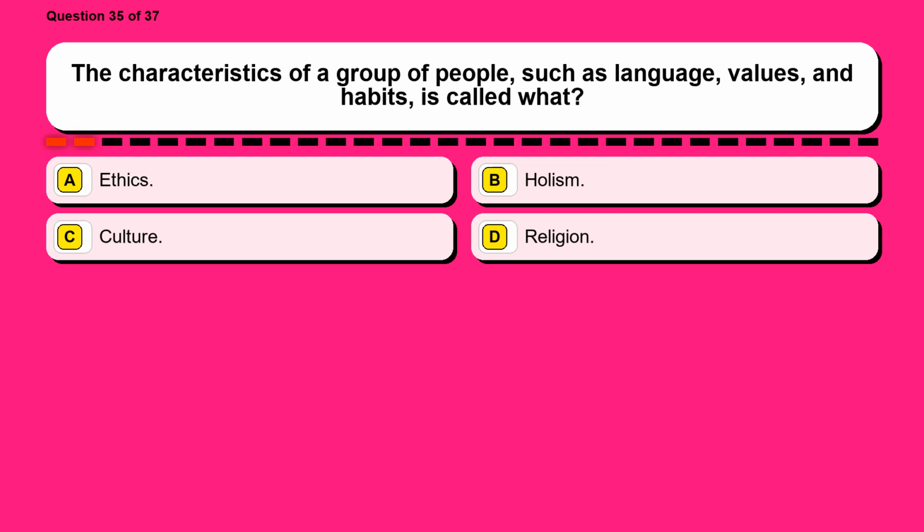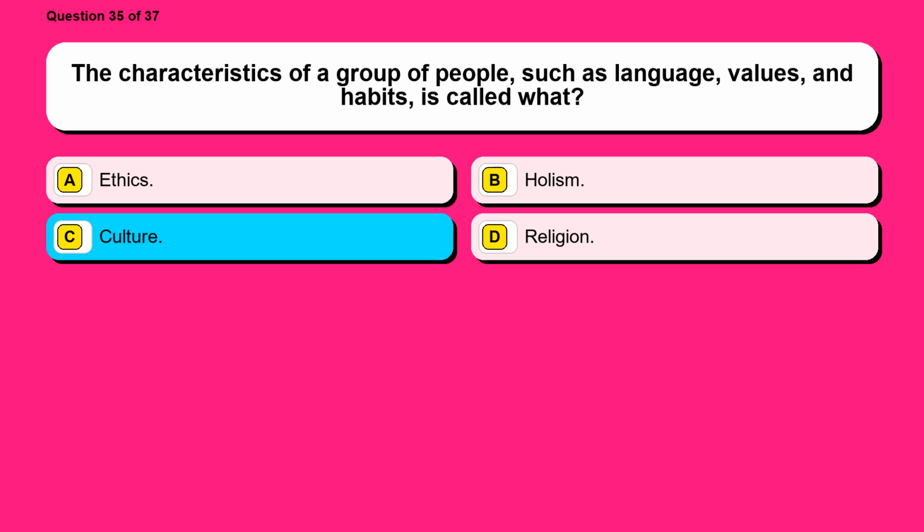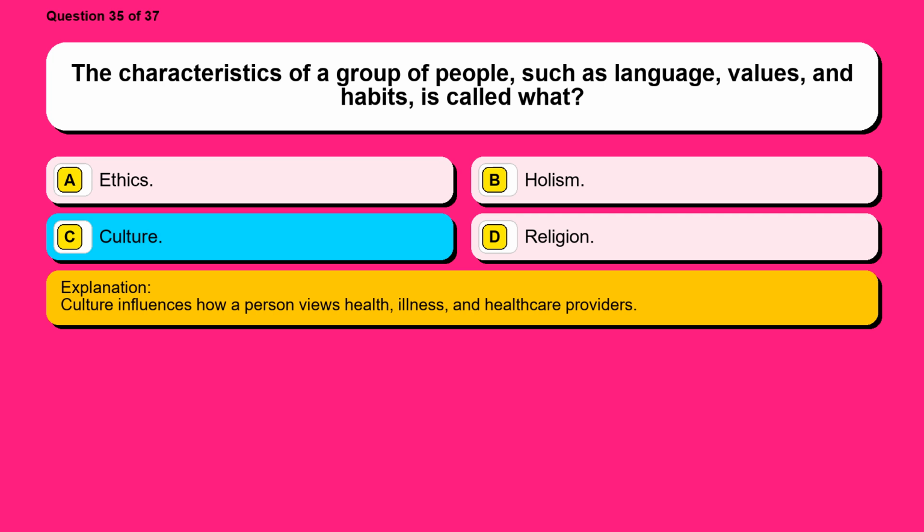Question 35. The characteristics of a group of people, such as language, values, and habits, is called what? Option A, ethics. Option B, holism. Option C, culture. Option D, religion. The correct answer is option C, culture. Culture influences how a person views health, illness, and healthcare providers.